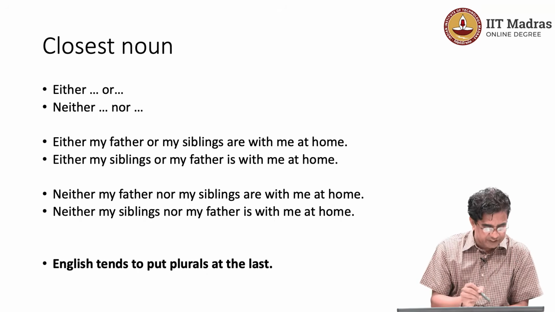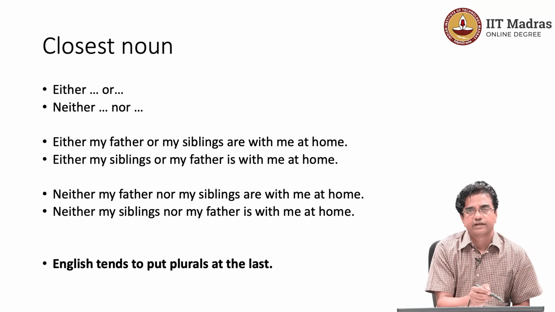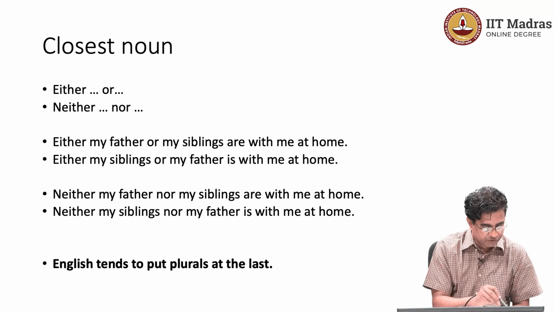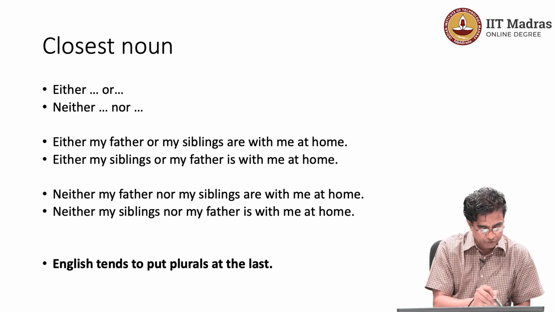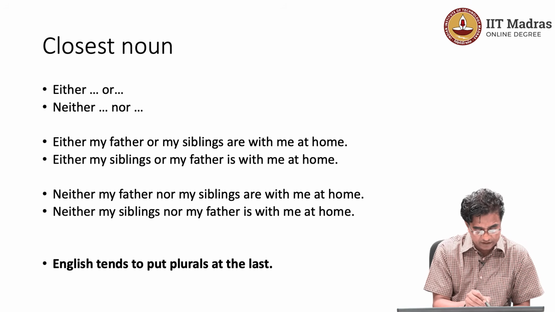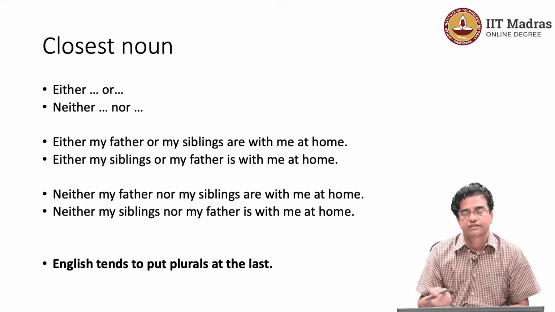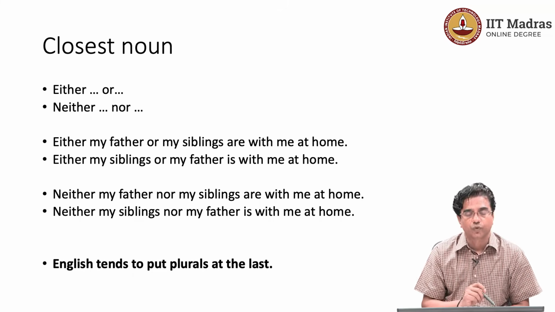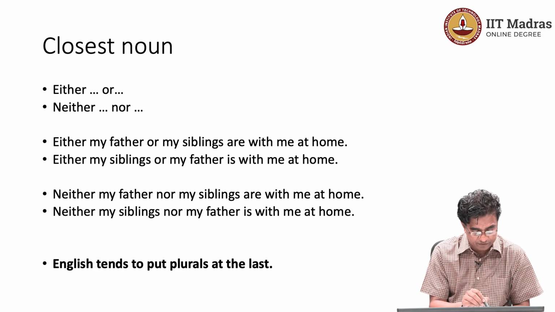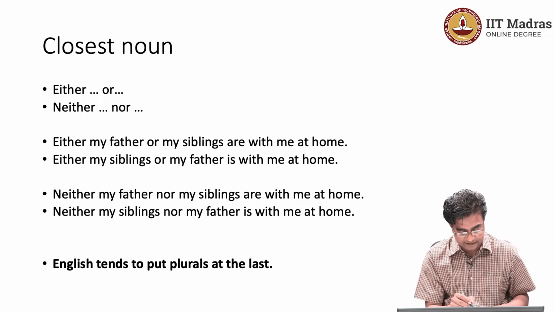So look at these few sentences. Again, either-or, neither-nor, they are not two different things. One is affirmative, the other is negative. So, "either my father or my siblings are with me at home." The element after "or," that is my siblings, because it is plural, we take plural agreement. So this sentence takes plural agreement. "My siblings or my father is with me at home." So here after "or," when we reverse the situation, my father is the singular entity, hence the singular element.